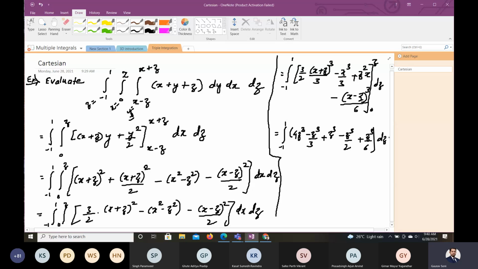All the terms are in z cube, so we can add, subtract, whatever. And the final thing, so 4 minus 1 by 3 plus 1, 1 minus 1 by 2, so that will be 1 by 2 plus 1 by 6. So that will be 13 z cube divided by 3 dz. What is the answer for this?